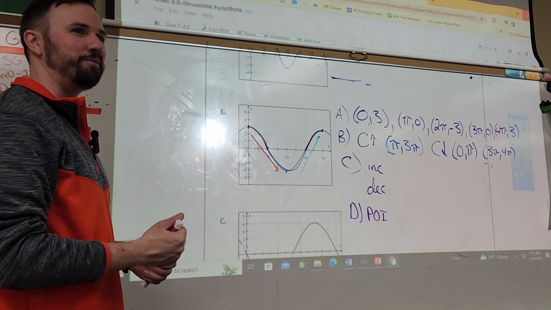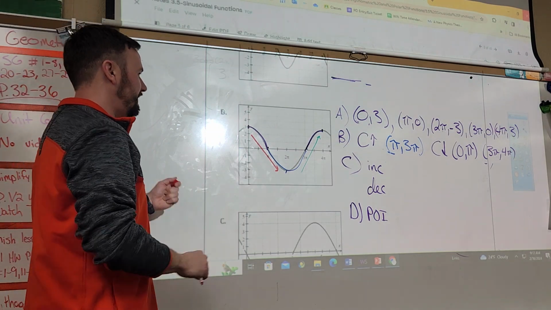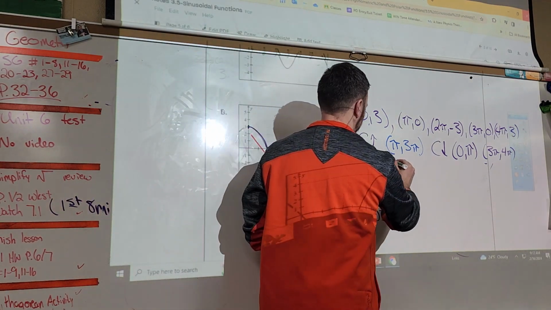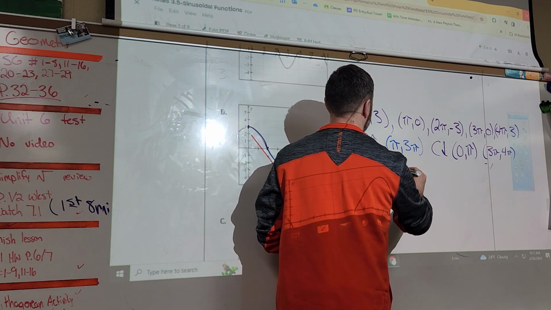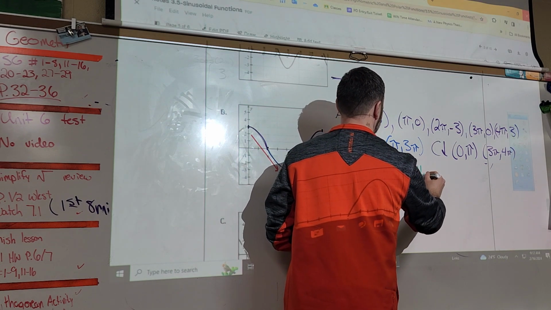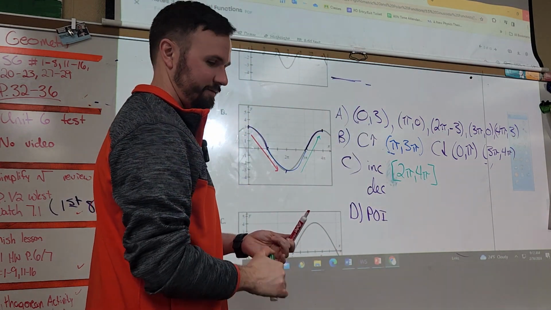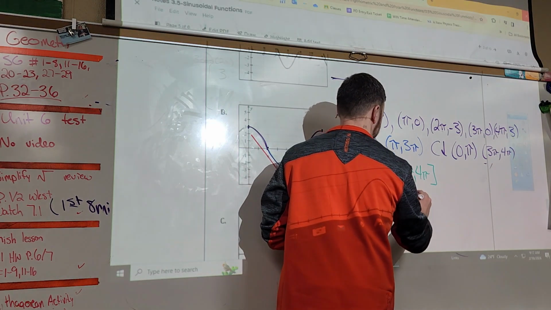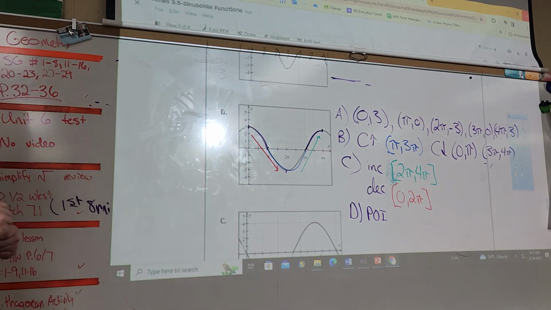Look at this. This is going to be a beautiful one. So where am I increasing? From 2 pi to 4 pi. Where am I decreasing? Well, the other one, right? 0 to 2 pi. All right. Any questions on that?